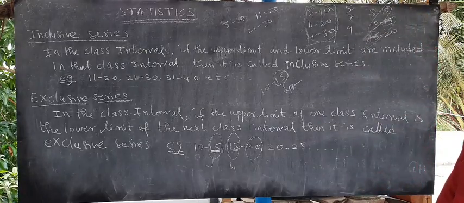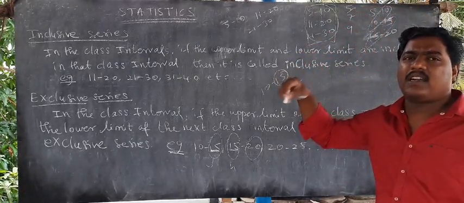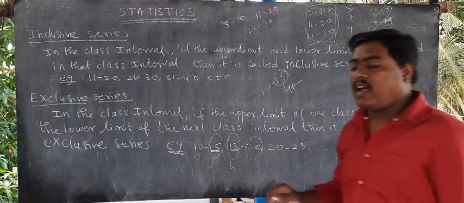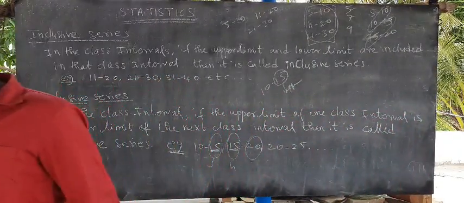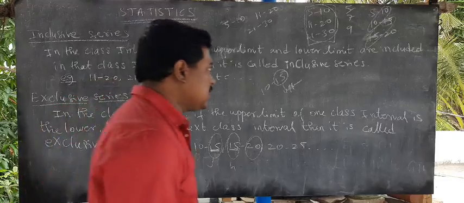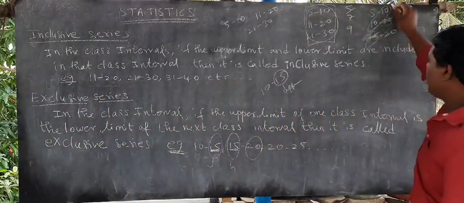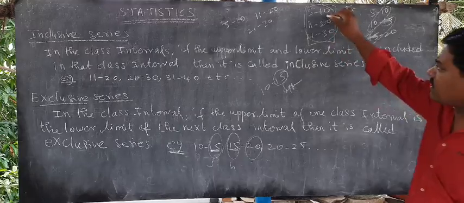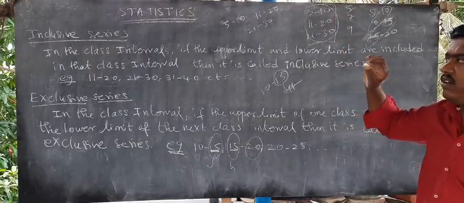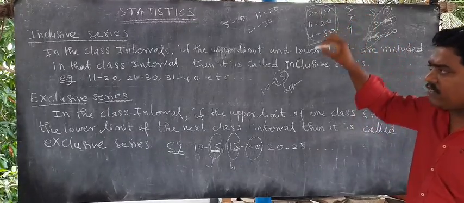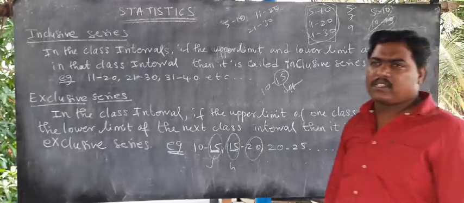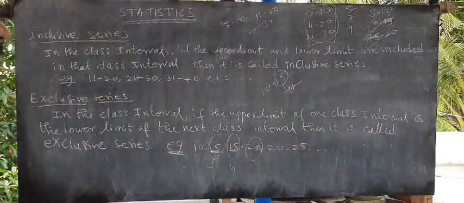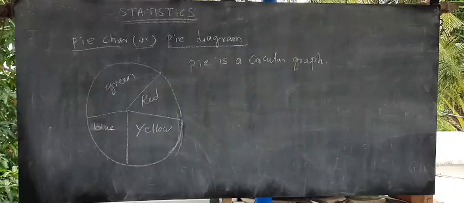In other words, the class intervals are of two types: one is continuous class interval, another is discontinuous class interval. This is continuous class interval. This is discontinuous class interval. So this is called class interval, and in class interval they mention the names inclusive series and exclusive series.